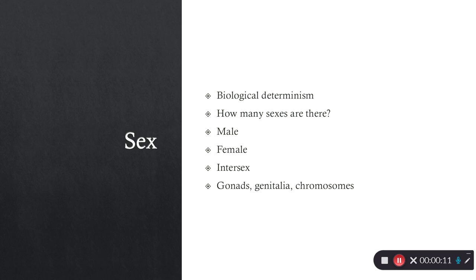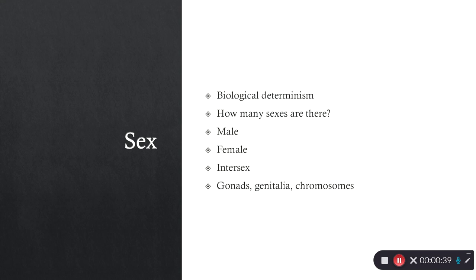Whenever we're talking about sex, we're going to be talking about biological sex based upon chromosomes, gonads, and genitalia. When we're talking about gender, we're going to be talking about the perception of what sex you think you are, which is also associated with your gender identity. And when we talk about sexual orientation, we're going to be talking about which sex or sexes you are attracted to.